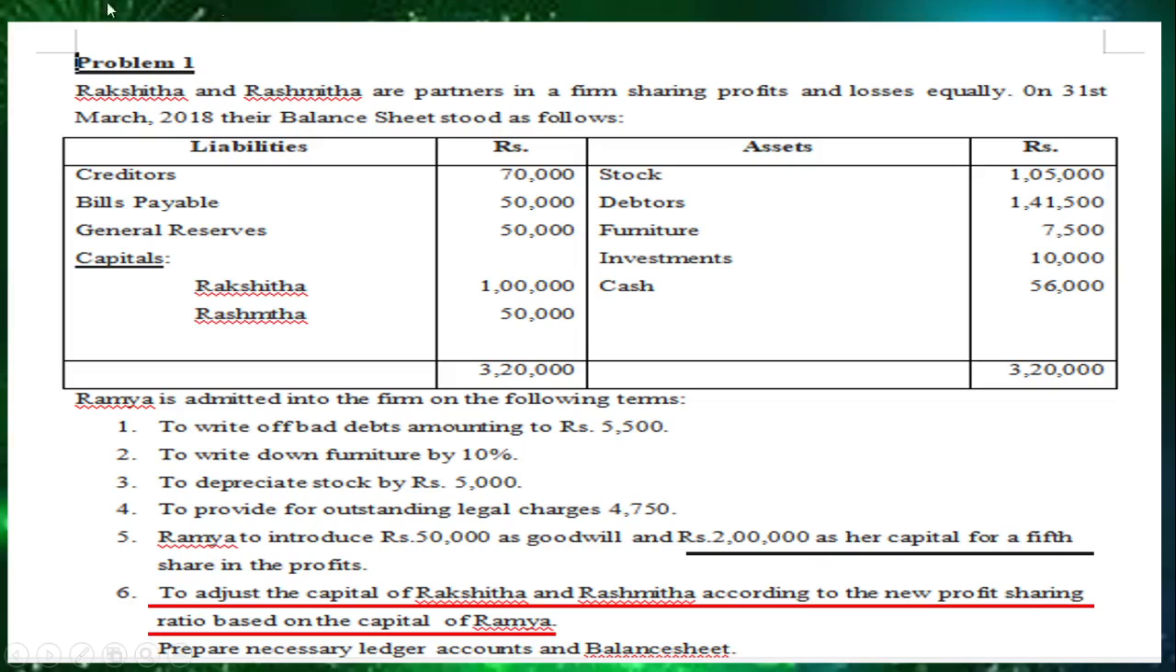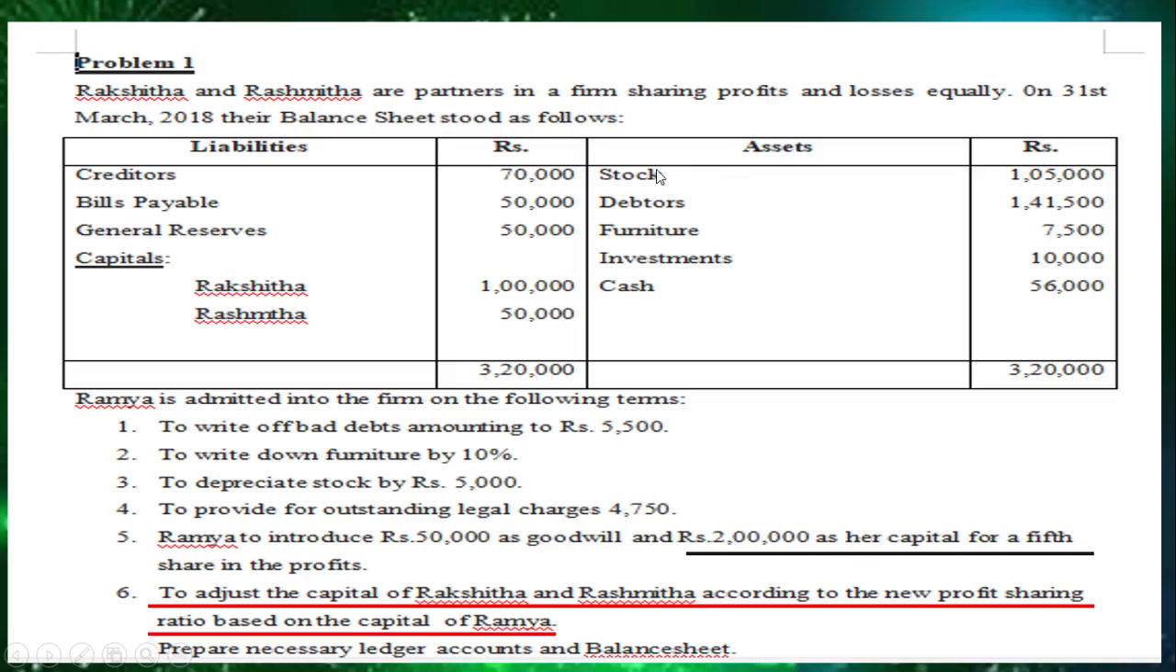So let us see the problem. Rakshita and Rashmita are partners sharing profit and losses equally. Their old ratio is 1 is to 1 and they have given their balance sheet. They have given general reserves and liabilities. So we need to transfer this balance to partners capital account and the rest pertains to new balance sheet.